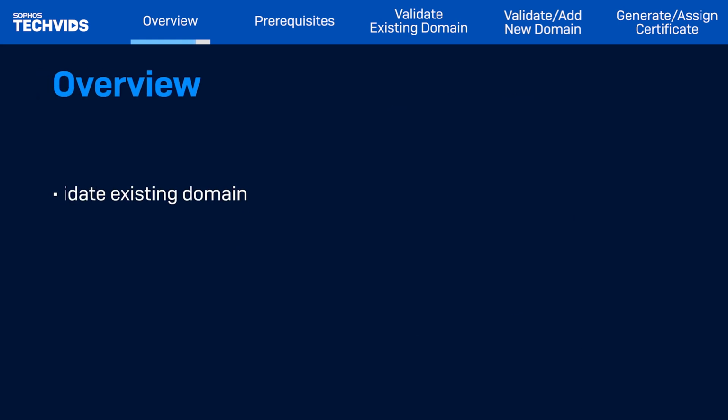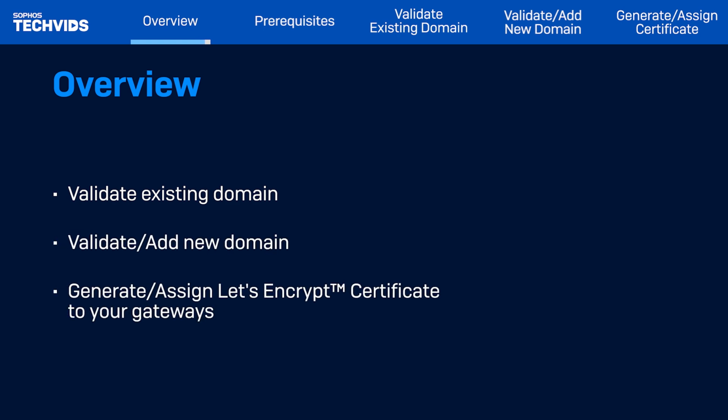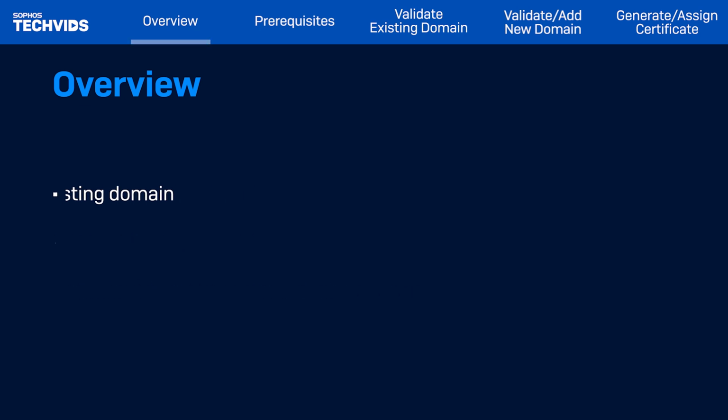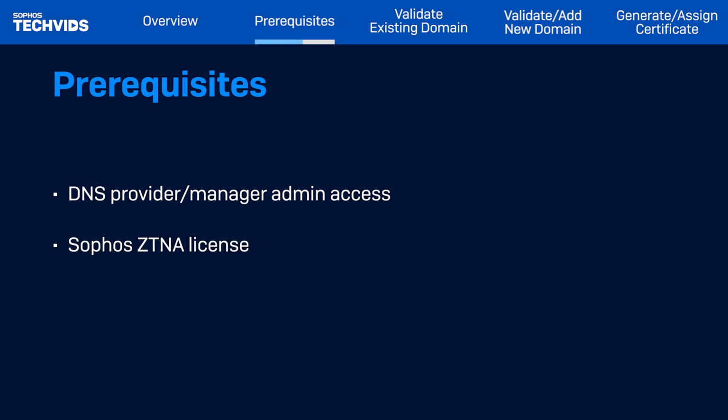Today, I'll cover how to validate an existing domain, or alternatively, how to validate and add a new domain, and how to generate and assign the Let's Encrypt certificate for validated domains. Before you begin, you need admin access to your DNS provider or manager, and a license for Sophos ZTNA. Let's get started.